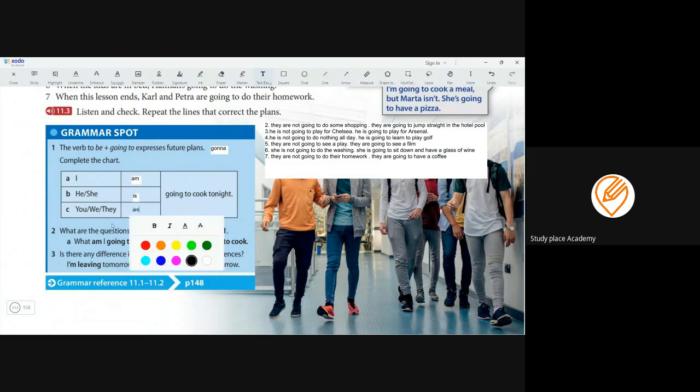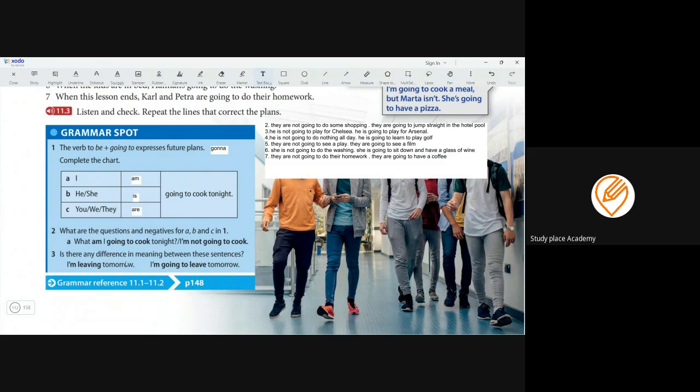Use are with them. What are the questions and negatives of A, B, and C in one? What am I going to cook tonight? I'm not going to cook. What is she going to cook tonight? She's not going to cook. What are you going to cook tonight? You aren't going to cook.